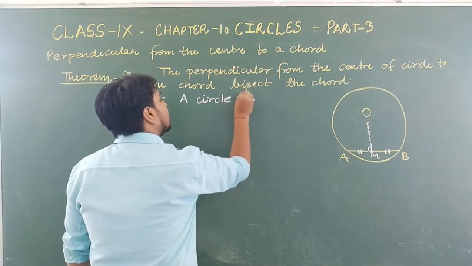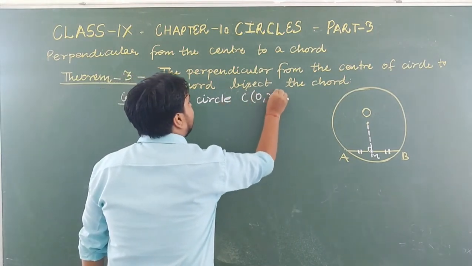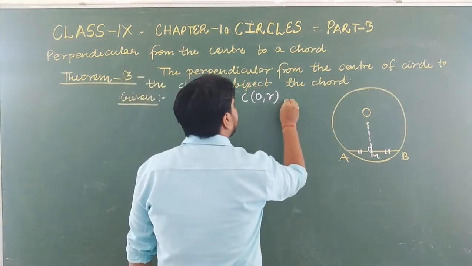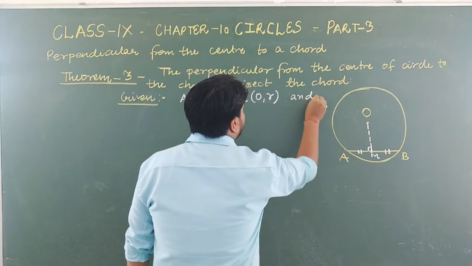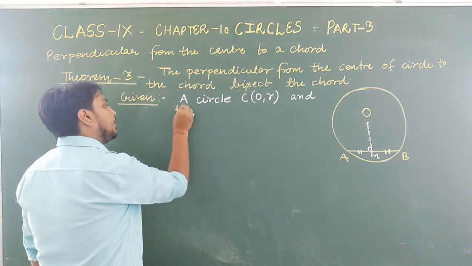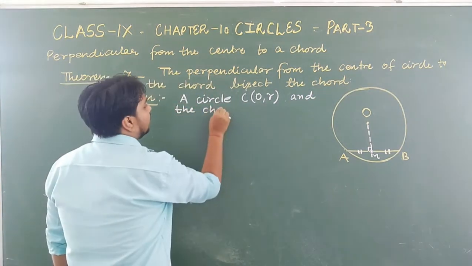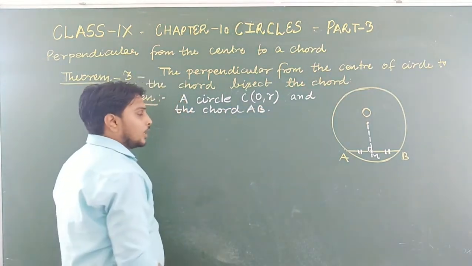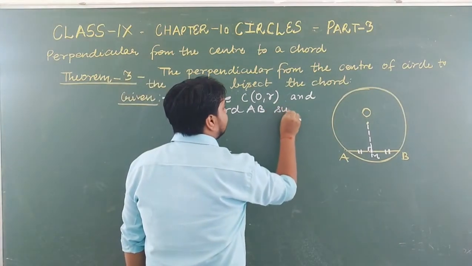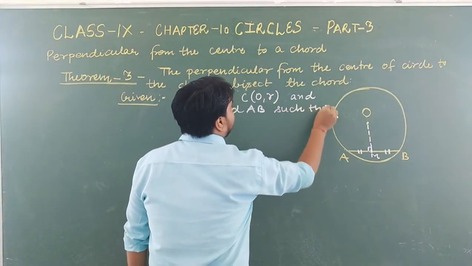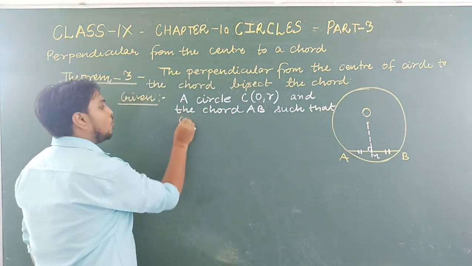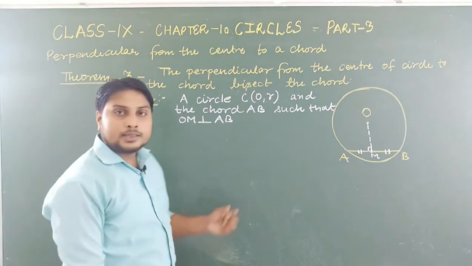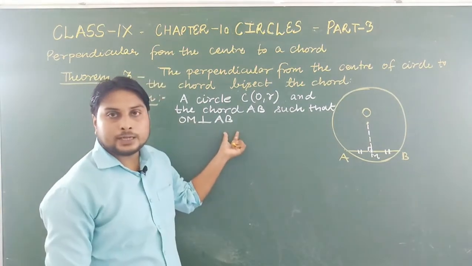Okay, a circle C(O, R) and the chord AB, such that OM is perpendicular to AB. This side OM is perpendicular to AB.